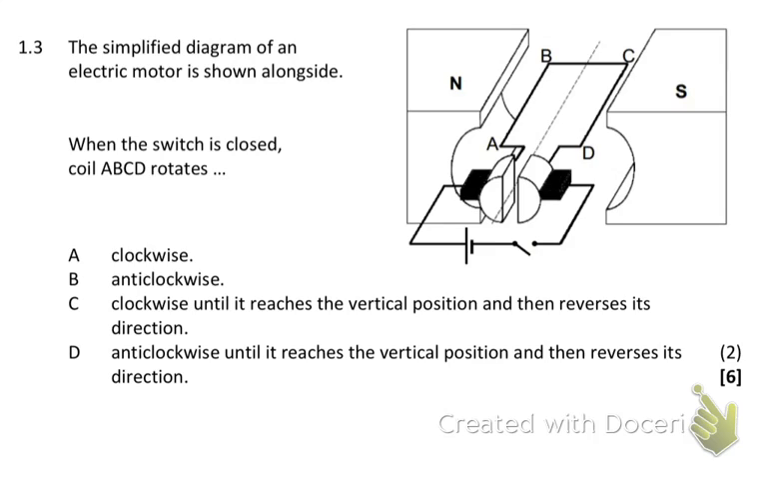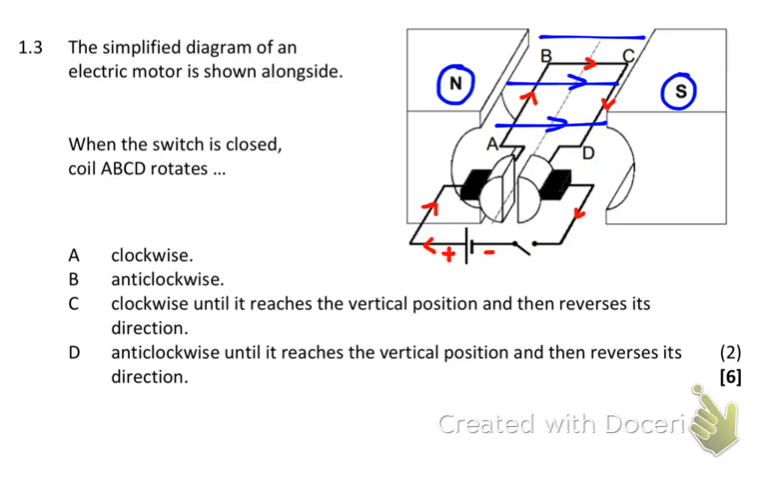Alright, 1.3. Diagram of a motor, and we're trying to indicate which direction it spins. Let's look at the battery. The long side is positive, short side is negative. So the current flows from positive round to negative, and so in the wire AB we can see the current flowing from A through to B. The magnetic field goes from north across to south.